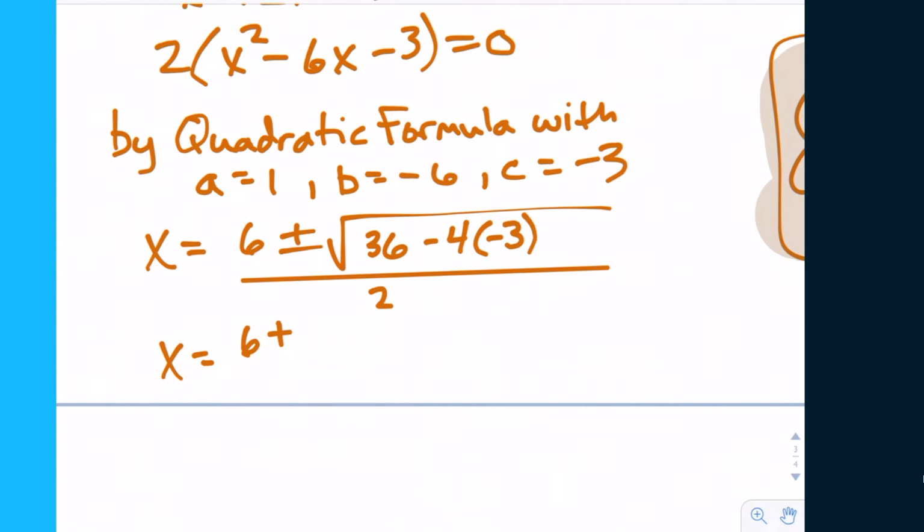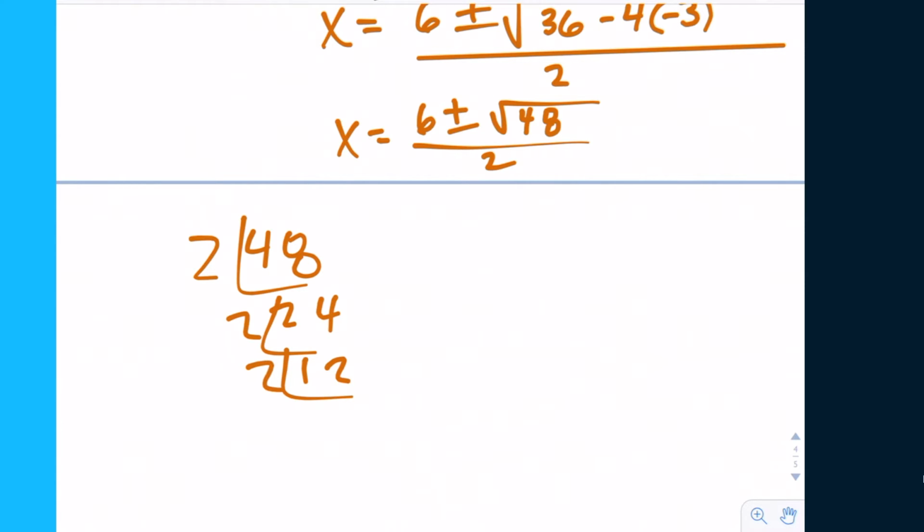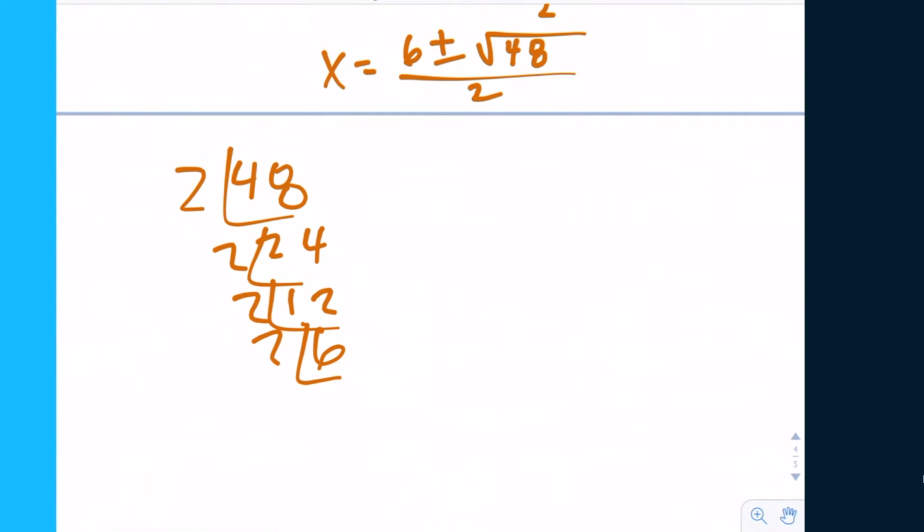We get 6 plus or minus the square root of 36 plus 12, 48. Yeah, over 2. Now, is 48 a perfect square? No, but does it have a factor that is? Yeah, it's 16 times 3. And remember, if you have to do that, you could do your upside-down birthday cake. 2, 24, 2, 12, 2, 6, 2, 3, 3, 1.